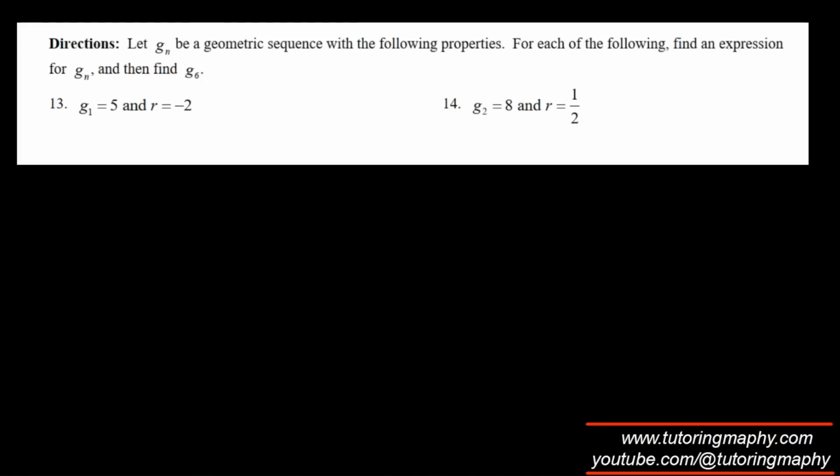Right? Okay. Likewise, we have three similar questions for geometric sequence. The formula that I will be using is Gn is equal to G1 times common ratio raised to n minus 1.